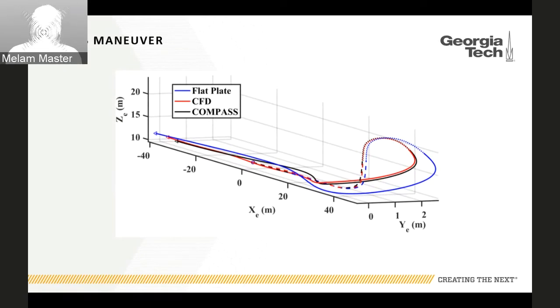That loop is a 180-degree turn, so it ends up 180 degrees from where it started. The blue line is the position from the flat plate results, whereas the red and black are from CFD and COMPASS respectively. As you can see, the actual performance of the UAV is very similar for the CFD and COMPASS analysis, whereas when you do the flat plate equivalency, it's really different. So when it comes to real life performance of the UAV using these simulations, the COMPASS results are pretty similar to actual real life performance.